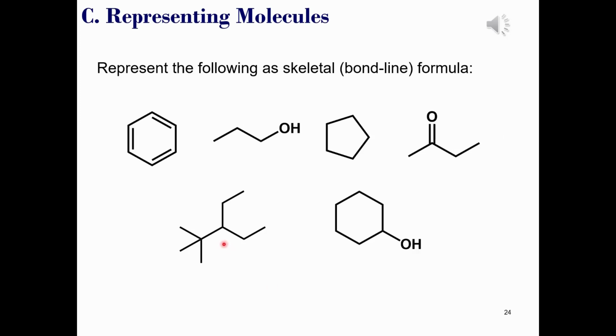So here are the answers to that previous problem. Now you can see that in the first example, all we've done, and it's the same for all of the other examples, is to replace the carbon atoms with zigzag lines. The hydrogens, if there are any, will only be bonded to heteroatoms.